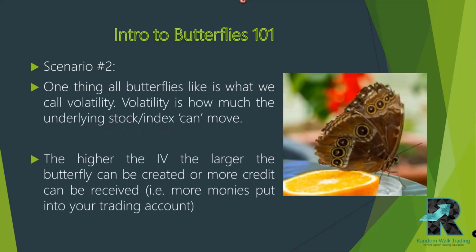But one thing that we know butterflies like is what we call volatility. So for some of the new folks, the beginners, volatility is how much the underlying or stock can move. It can move up, it can move down. The higher the implied volatility, the larger the butterfly can be created, or you can create a smaller butterfly and receive more of a credit.